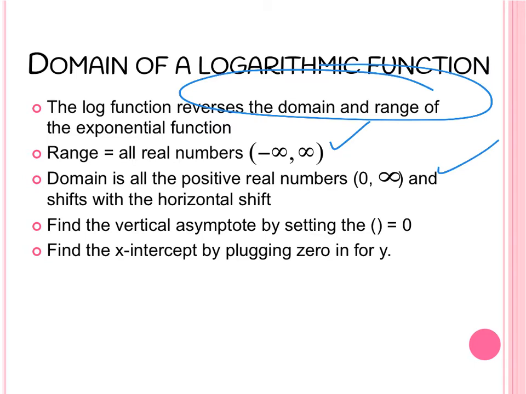If our exponential goes up and down, what would the opposite be? Right and left. Right and left, horizontal shifts. In order to find your vertical asymptote, you set the parenthesis equal to 0. And to find the x-intercept, you plug in 0 for y. We've done that before. I'll show you this. You guys will be fine.